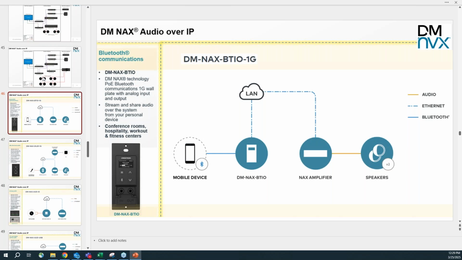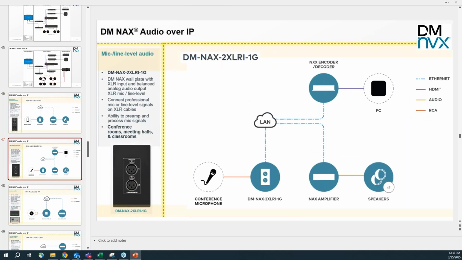This is a newer piece. We also have the ability to bring in Bluetooth audio. One example where I did this with another dealer was in a gym environment. They wanted an instructor to be able to bring their own audio into the system. Well, we did that over Bluetooth and we got it into the NAX system and had full audio distribution throughout the gym environment. So that's one of the ways that NAX changes up what's possible. Various items to bring in microphones.